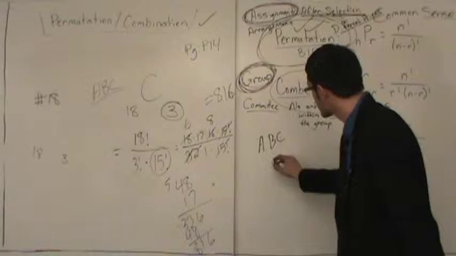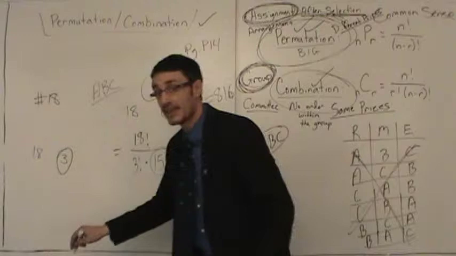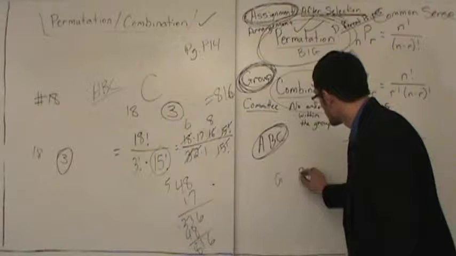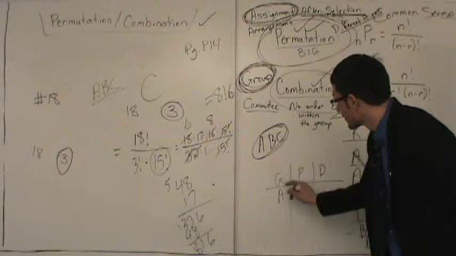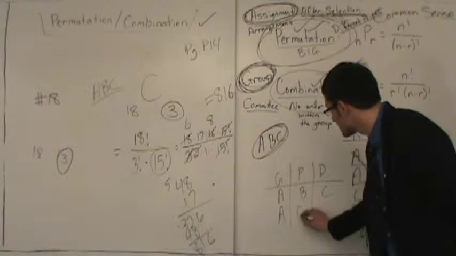How many ways can I select a guitar player? So we have a group of three that has to be selected out of the 18. After we select a group of three, A, B, C, we have to assign guitar player, piano player, and drummer. Okay? So now, my question is, if A is the guitar player, B is the piano player, and C is the drummer, is that different than A is the guitar player, C is the piano player, and B is the drummer? Yes, because we have different positions within the group.